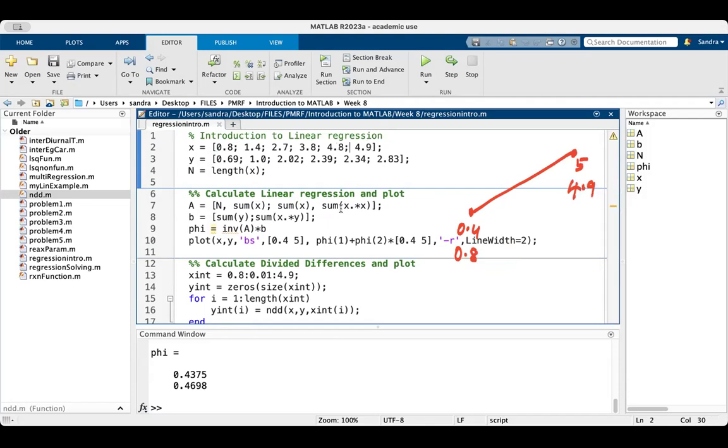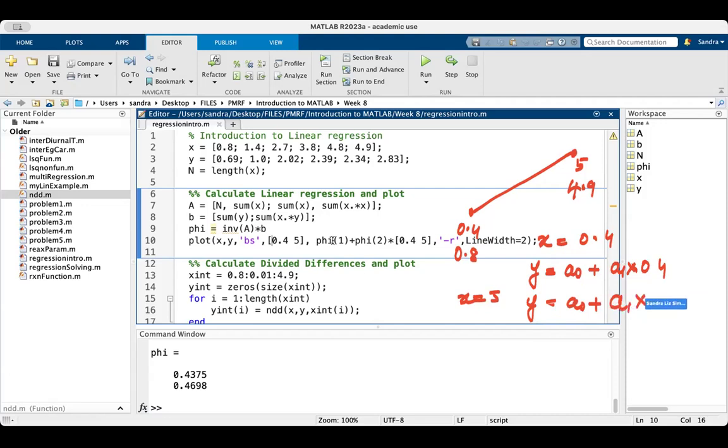I've taken 0.4. Now this is my x value and I need the corresponding y value, because that's how the plot function works. You need to give plot x comma y. So what is the y value here? If my x value is 0.4, my y value is a0 plus a1 multiplied by 0.4. And the y value when x is equal to 5 is a0 plus a1 multiplied by 5. That's exactly what has been done here.